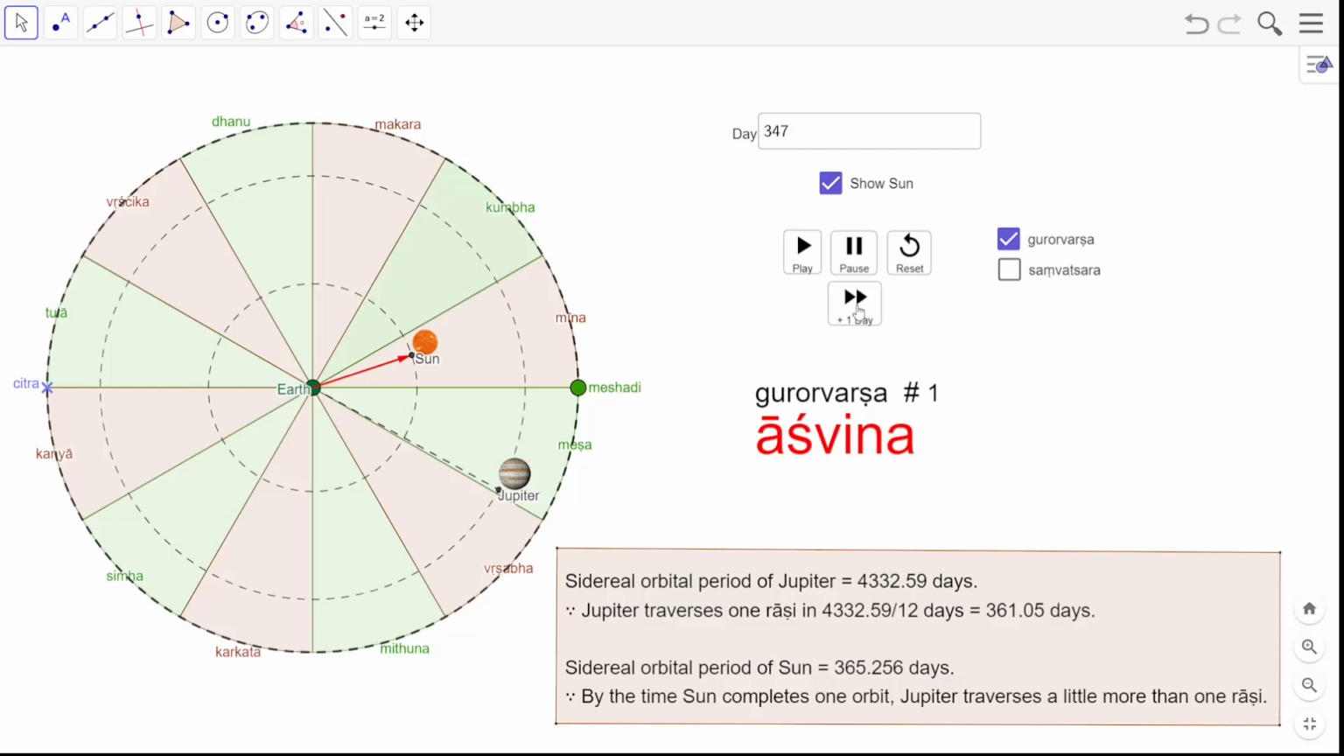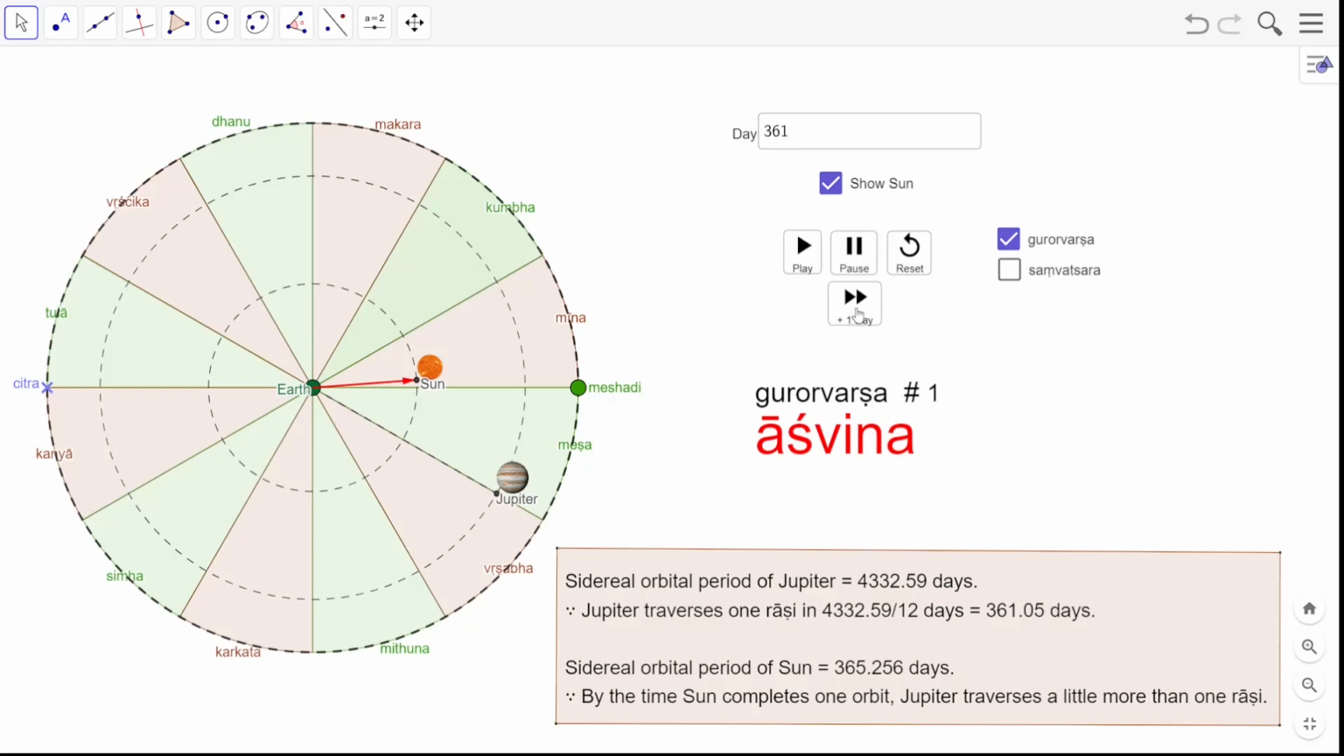So let me go step by step, one day at a time. I'm watching Jupiter now. It's getting closer and closer to the end of Mesha. And now Jupiter has reached the end of Mesha. It's on the line. 361 days. And this is very close to 365. And 365 would be a Sauravarsha. So it is justifiable to call this also a Varsha, Gurorvarsha. It is different from Sauravarsha by 4 days. It's shorter by 4 days.